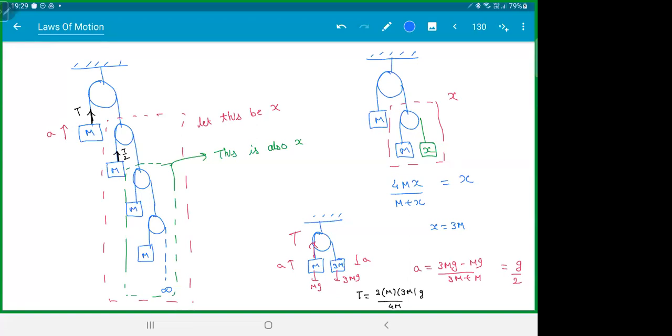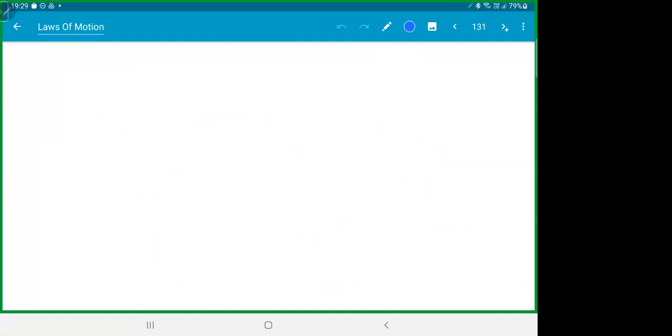Next one. Now, a more generalized method and useful one. We are going to see this again in simple harmonic motion. Now, consider if you have n strings.